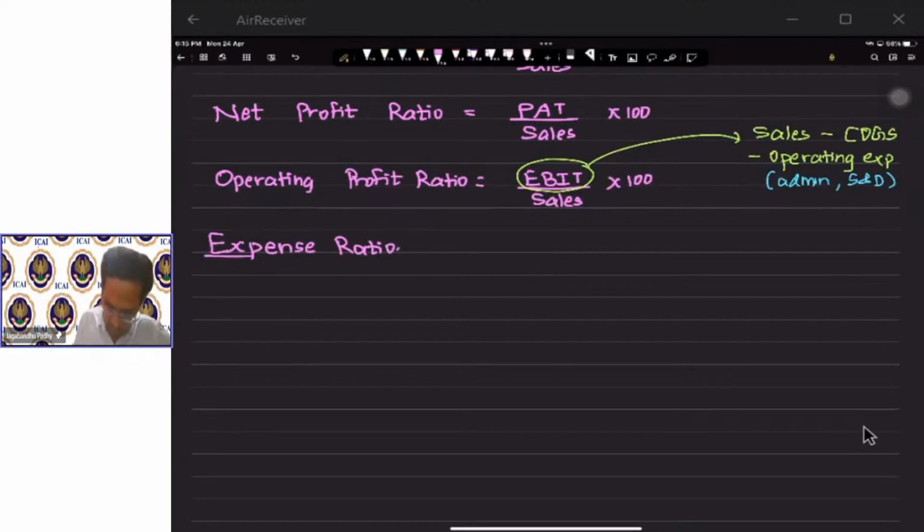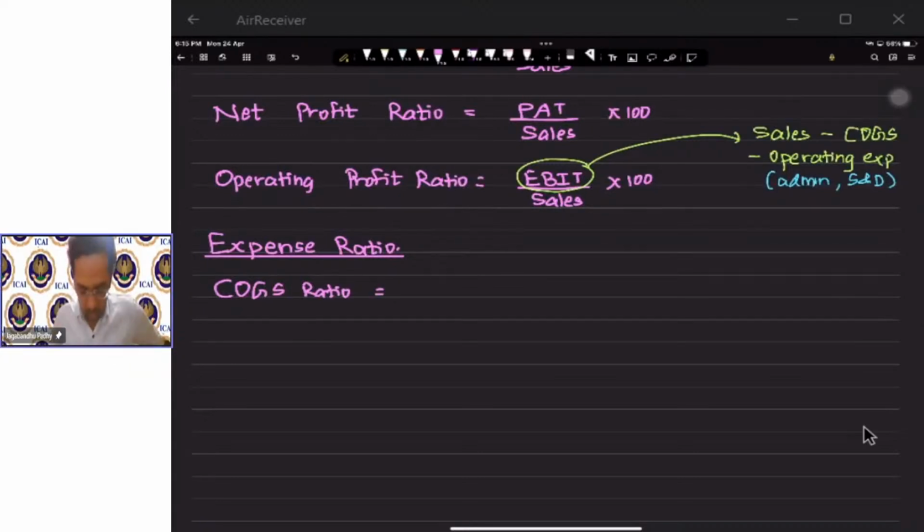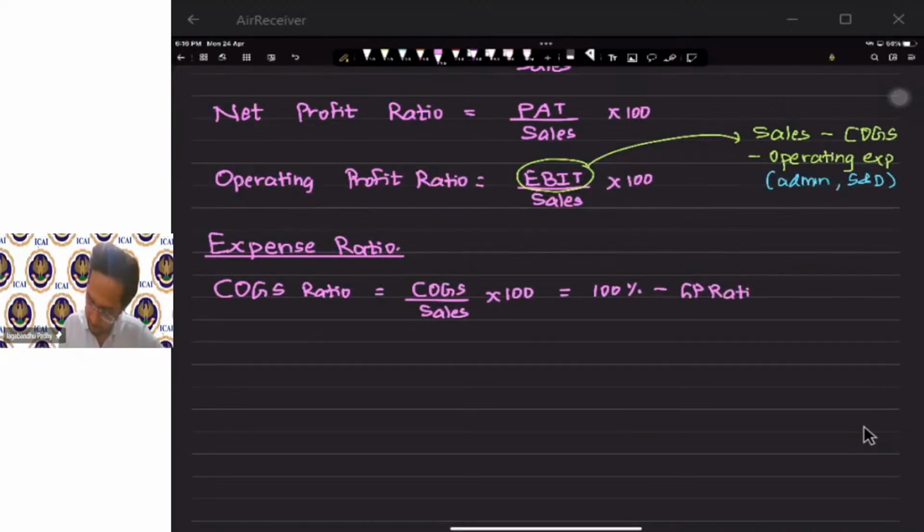There are certain ratios which are expense ratios. First is the COGS ratio. COGS ratio is simply COGS upon sales into 100. So what percentage of your sales is COGS? That is what this expense ratio is going to tell us. And also you can say this is the same as 100% minus gross profit ratio.